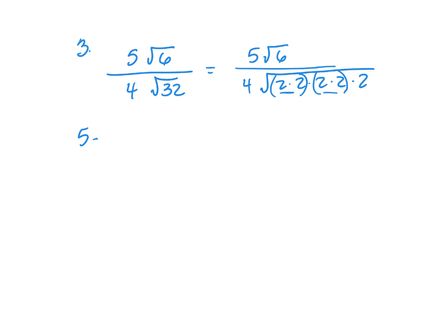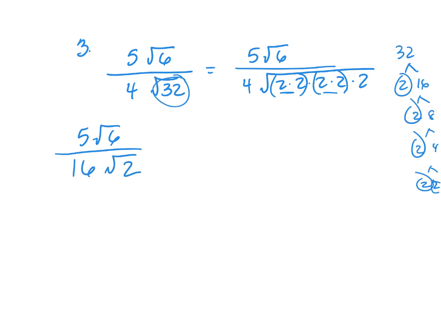So now I have 5 root 6 over 4 times 4. I'm going to change that to a 16. 4 times 4, which is 16, root 2. All right, so when you factor 32, you get 5 2's, and I factored it off to the side there just to prove it. Okay, so now what radical's in the basement? Root 2, right?